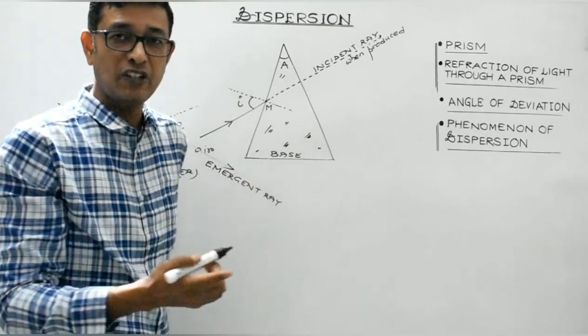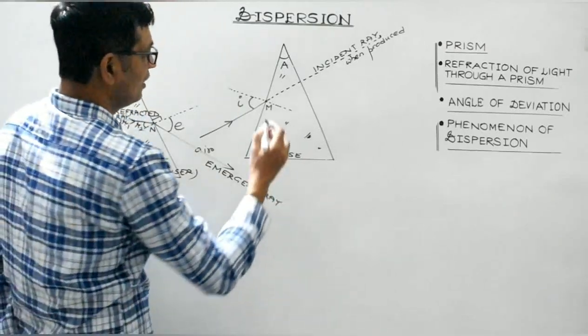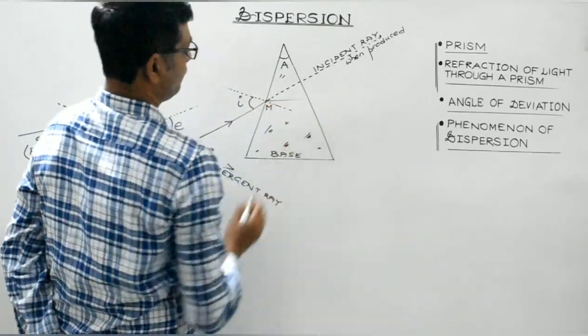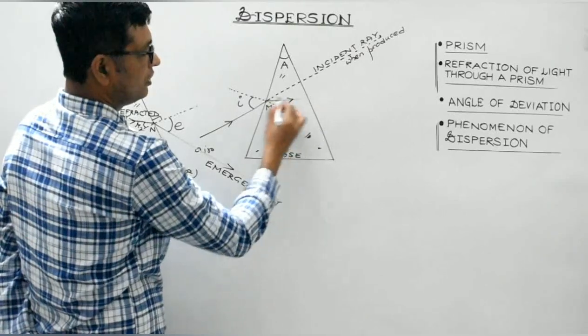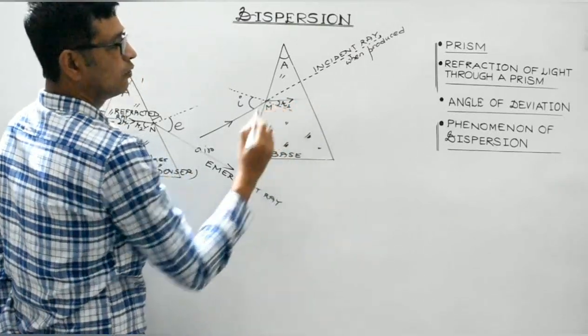So the angle of refraction in the denser medium would be less than the angle of incidence in the rarer medium, right? So it will be like this. This is the refracted ray and this will be the angle of refraction over here. Let us consider it to be R1.